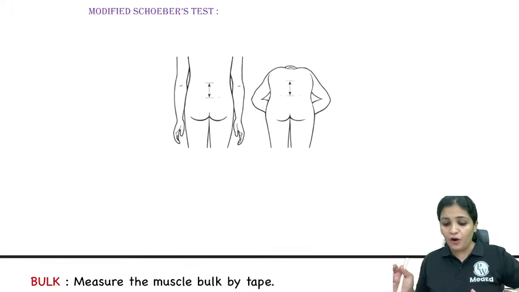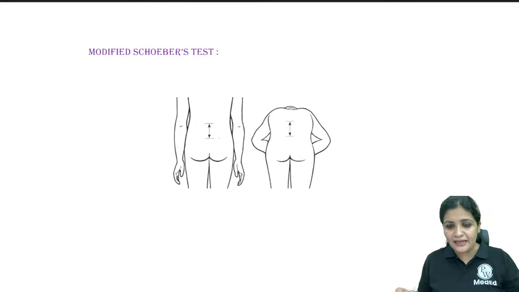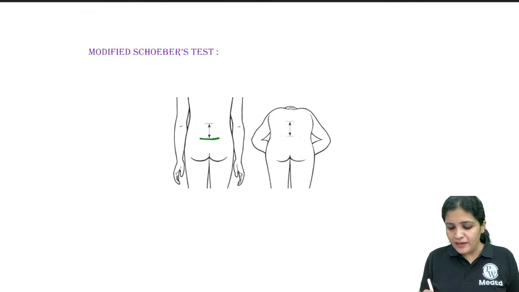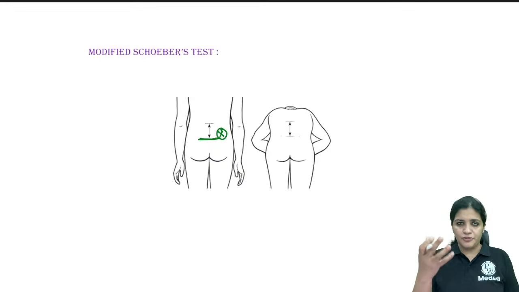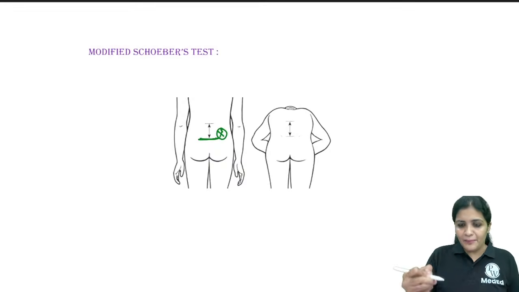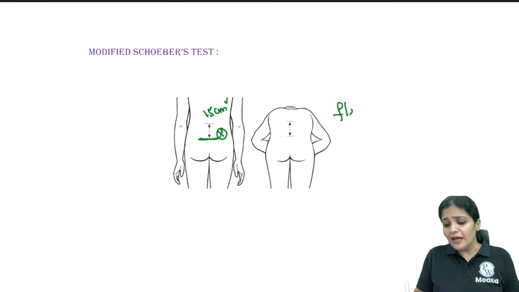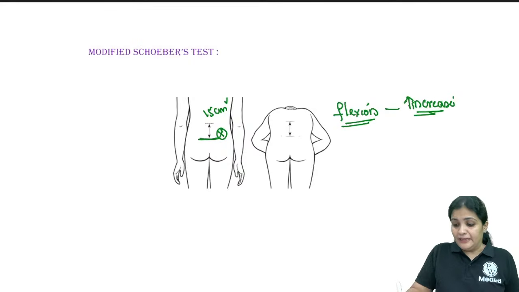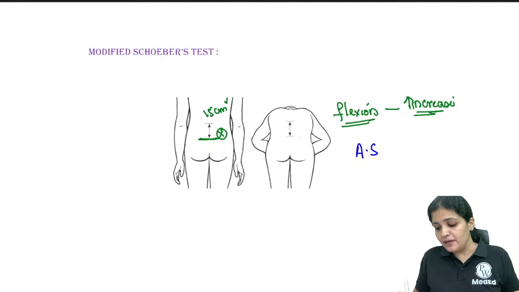And then to confirm your ankylosing spondylitis, we do this modified Schober's test. So you will identify a point, especially on the PSIS, that is posterior superior iliac spine, and then you will measure some 15 centimeters from there, right? And then you will ask the patient to flex. So on flexion, usually this increases. So this distance has to increase. Okay, but in ankylosing spondylitis, what will happen? There is restriction of flexion.